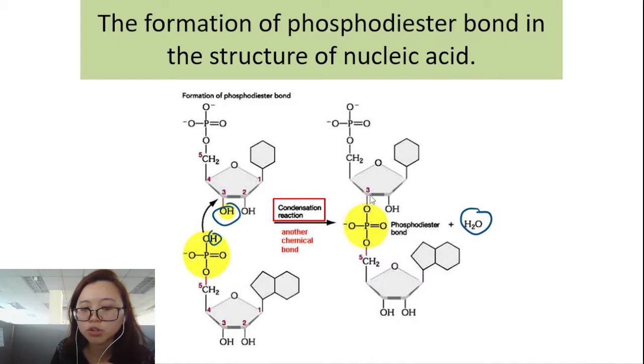Okay, bond ini merujuk yang antara karbon nombor 3, oksigen, dan phosphate. This whole process, since it produces water, is called condensation reaction. Okay, so that is how you form phosphodiester bond in nucleic acids.